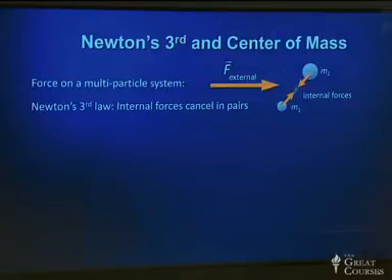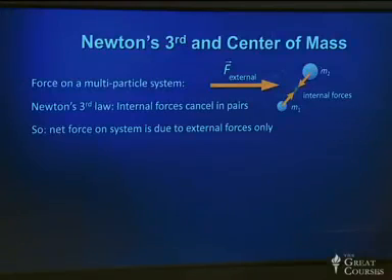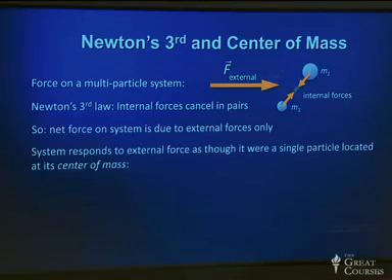Now be careful. When I talked about the horse-cart dilemma, I said, now be careful. The force on the cart and the force on the horse are acting on different entities, so they don't cancel. But that was considering the cart and the horse as different entities. When I ask about the entire system, those two forces are internal to the system, and they cancel in pairs. So Newton's third law has a big role here. It tells us the internal forces cancel in pairs, and therefore the net force on the system is due to external forces only. And again, if Newton's third law weren't true, that wouldn't be the case.